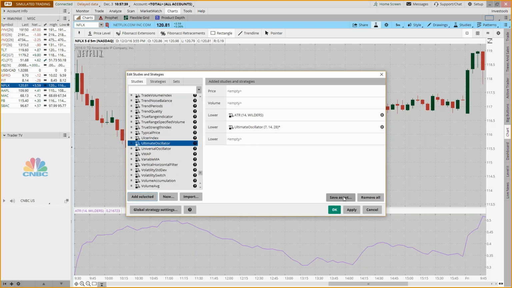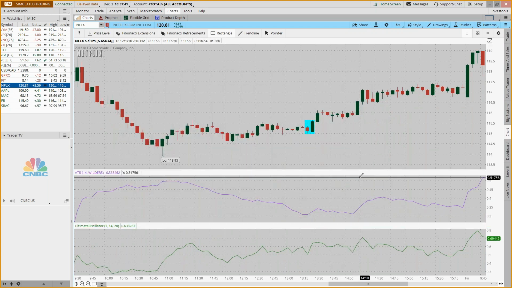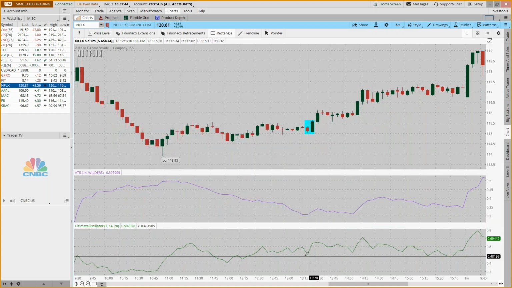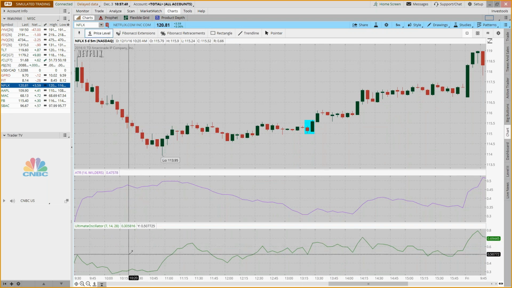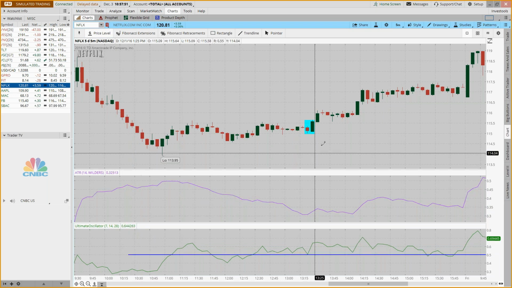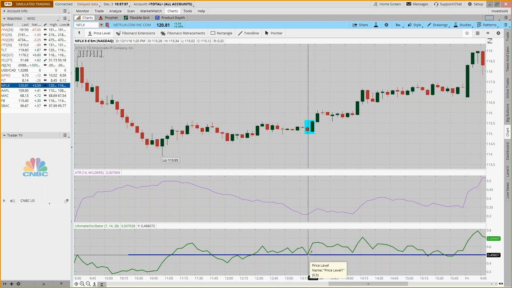All right, we'll leave the default settings. We'll leave it at 5 minutes. And where's the 50 line here? Let me draw that in. 50 lines right around here. Okay, so it had just bounced off that 50 line. Look, on that bar before, right?